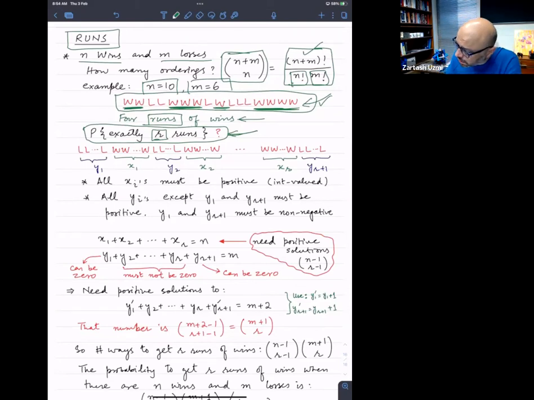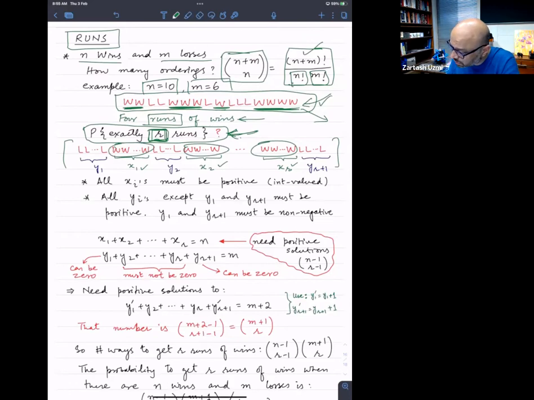In this case also, we need the total arrangements of W's and L's, out of which we count how many arrangements have exactly R runs. So how will you calculate that? To calculate it, you arrange the L's and W's such that x1, x2, up to xr are the R runs of wins. This is one run, this is another run, this is another run.